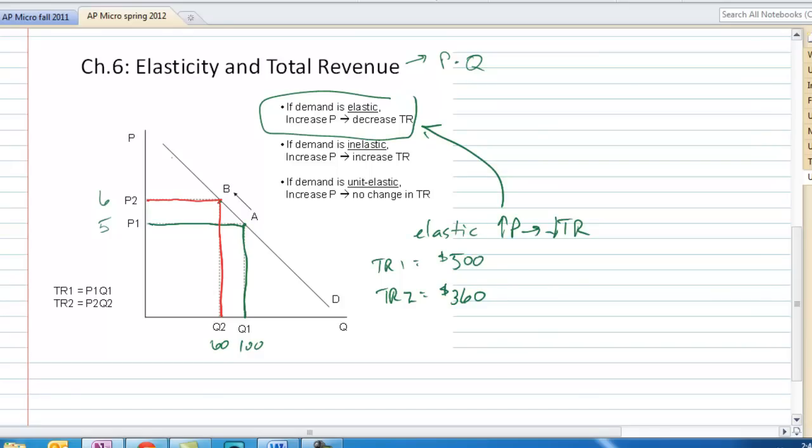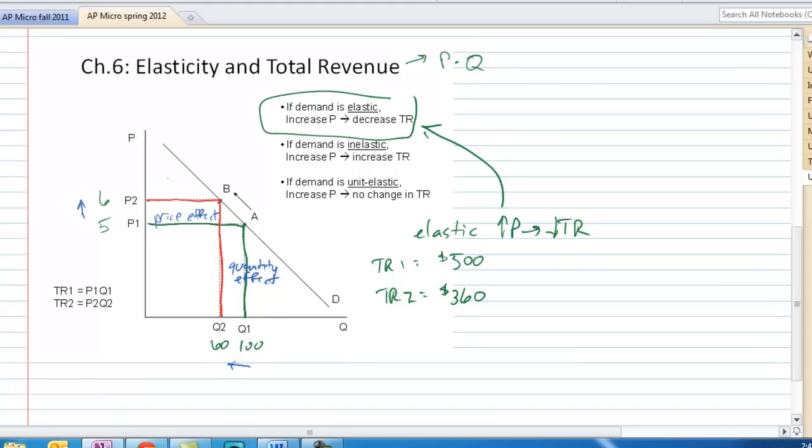We can show that by increasing the price, we're doing two different things. We're increasing the revenue received per unit. We're going to call that the price effect of the price increase. That's the price effect on total revenue here. But we're also decreasing the number of units we sell. And we can call that portion in there the quantity effect.